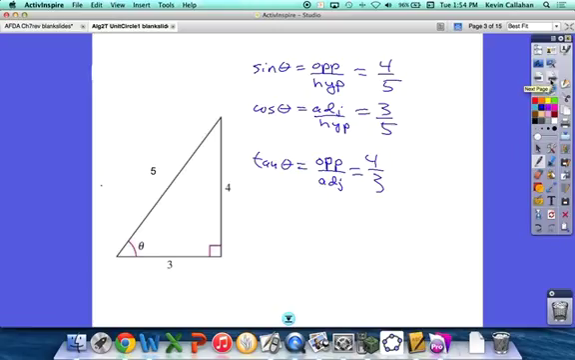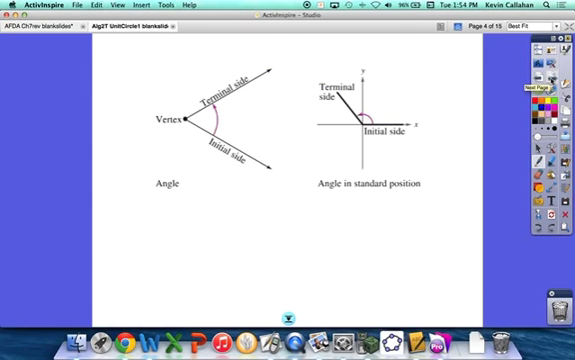Since angles are the important thing, mostly what we're doing here is learning how we refer to the angles when we're doing these trig functions. And angles, you've dealt with, again, another geometry concept. An angle has a vertex and two sides. It has an initial side and a terminal side. The measure of the angle is how much it opens up. A small angle doesn't open up much. A big angle opens up a lot.